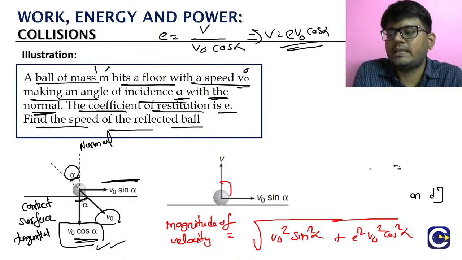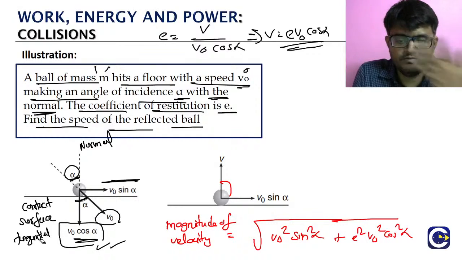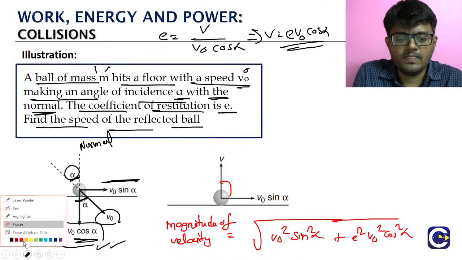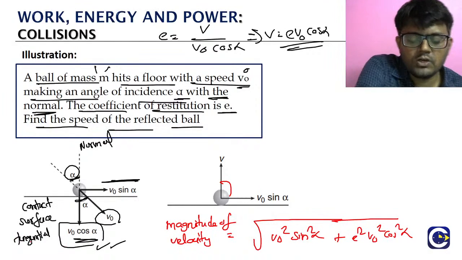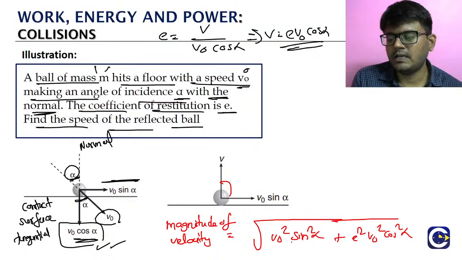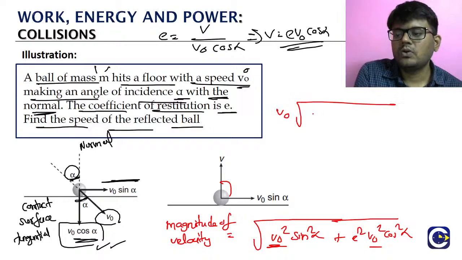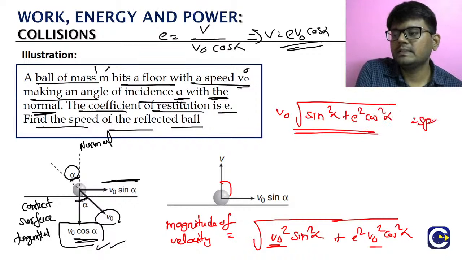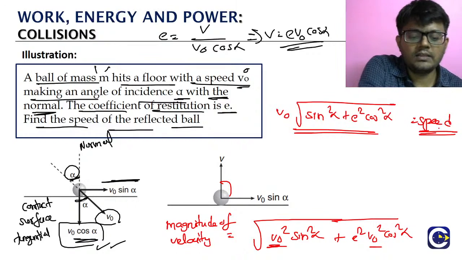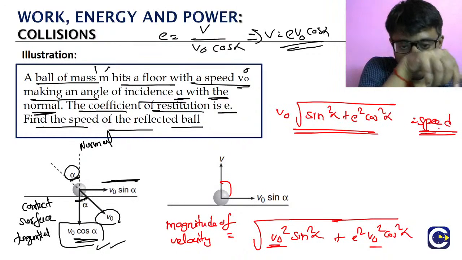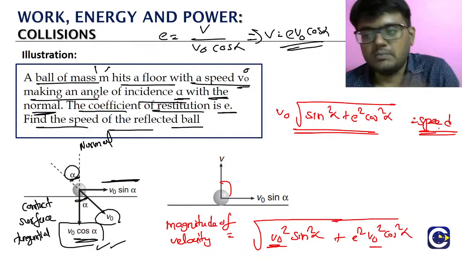இங்க என்னன்னா we are not taking any options, right? We are just doing it like a normal question. So அப்படி if you want to know the simplification means என்ன பண்ணலாம்? இங்கல இருந்து நம்ம v0 square வெளிய எடுத்துட்டு வரலாம். It will become what? v0 into root of sin square alpha plus e square cos square alpha. இதுதான் speed ன்னு சொல்லலாம், or the magnitude of the velocity of the reflected ball.